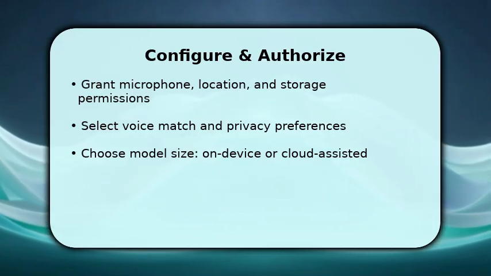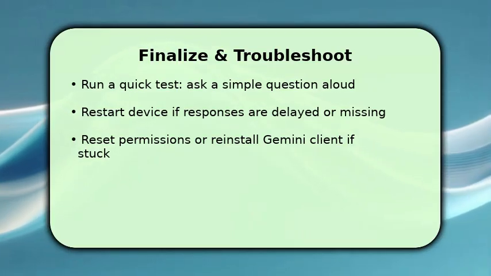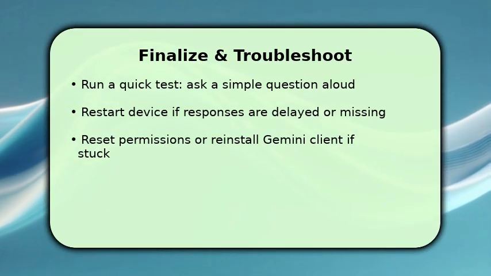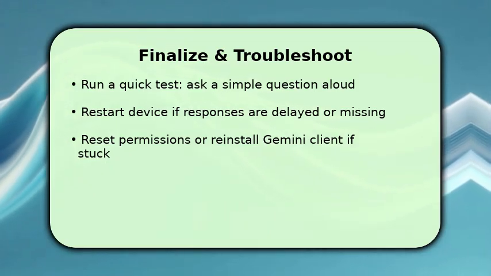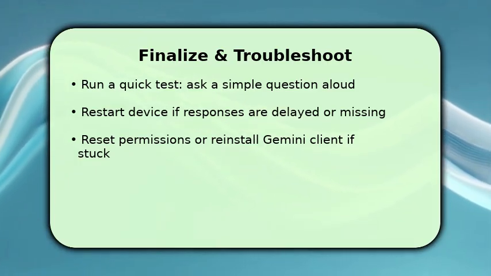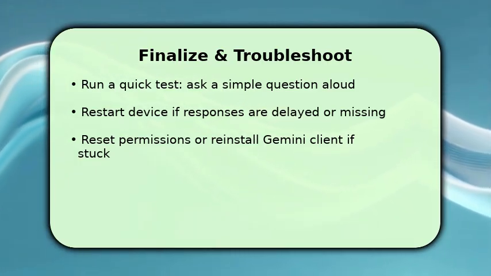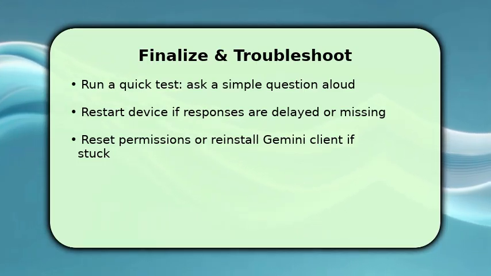Finish the setup by running a live test. Ask Gemini a simple question to verify voice recognition, response speed, and permission access. If responses are delayed or missing, restart the Pixel 9 to clear background locks and finalize model integration. If issues persist, reset Gemini permissions or reinstall the client from the Play Store to repair corrupt downloads.